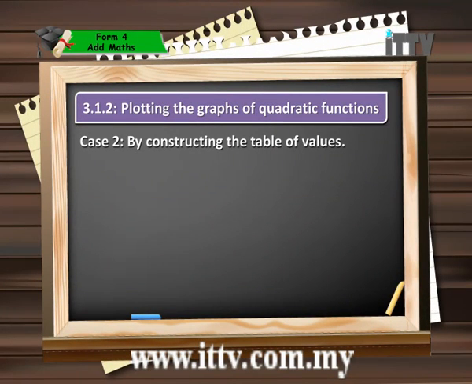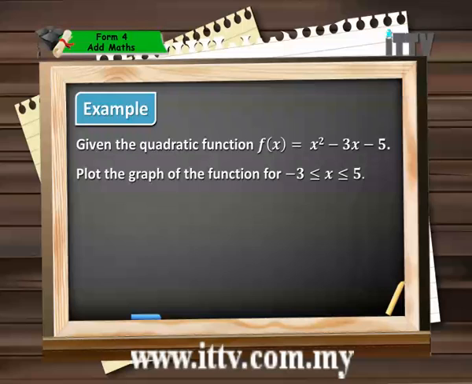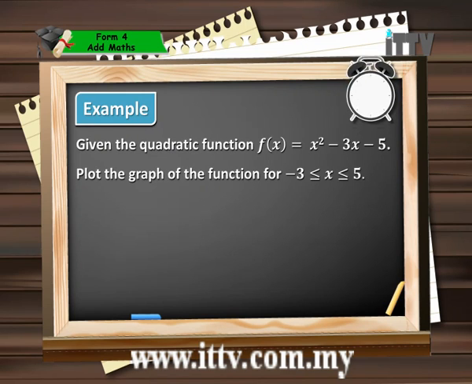Plotting the graphs of quadratic functions, case 2, where we need to construct the table of values. In this example, we are given the quadratic function f(x) equals x squared minus 3x minus 5. Plot the graph of the function for values of x from -3 to 5.